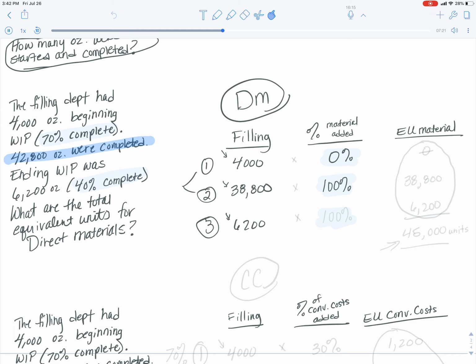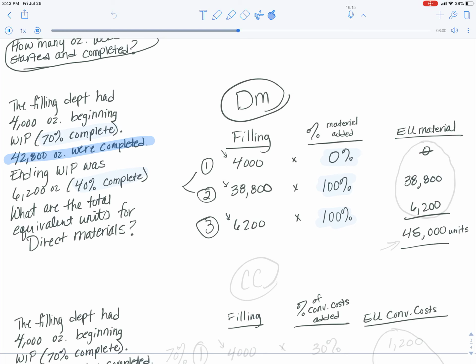So we're going to add 100% of the materials to group 2 this period. And ending WIP started this month, but we didn't finish it. But since it started in this period, all the materials are going to get added this period. So to get the equivalent units for this period, you multiply number of ounces times the percentage we're going to add this month. So that means none from group 1, 38.8 from group 2, and 6,200 ounces from group 3. So total equivalent units for direct materials is going to be 45,000 units.